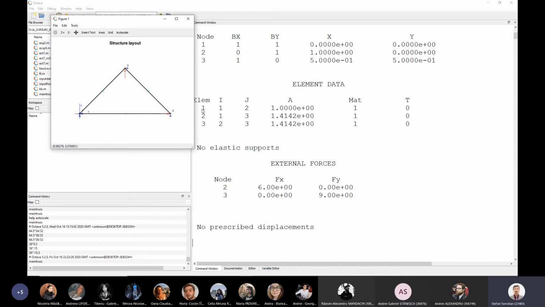The element number 1 is between 1 and 2. Here is the number, and this color is green, which I can see very well. So this is 1, 2, 3.